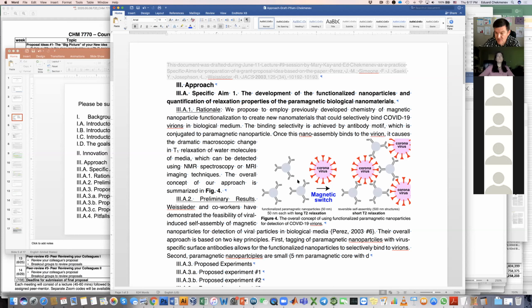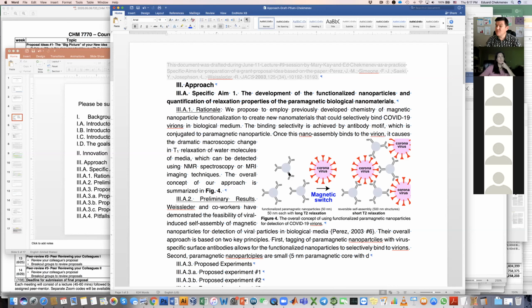According to their works, and they've done more than just the paper that we reviewed in class, which is shown here, if you have nanoparticles which have core structures of a few nanometers, so very, very small particles, and very large decorative shells, on the order of tens of nanometers, and if you tag them in a way that they start forming self-assembled structures, in the case of viruses, they haven't done the coronavirus, which we are proposing here, but they've done other viruses, magic happens. Suddenly the relaxation properties of the bulk solvent change.